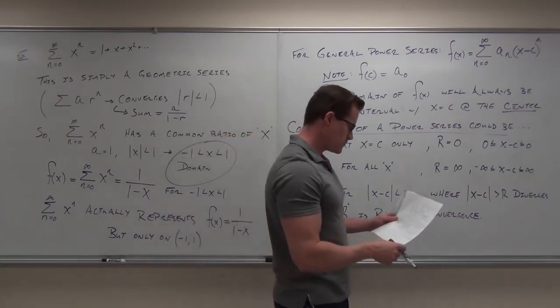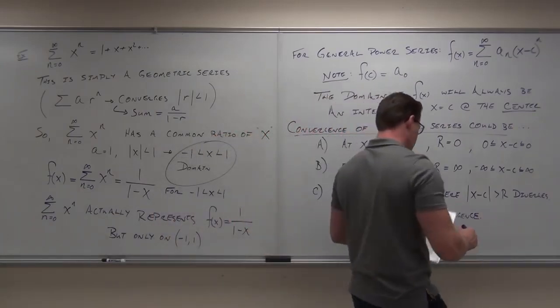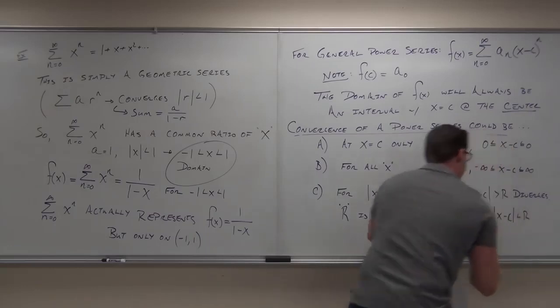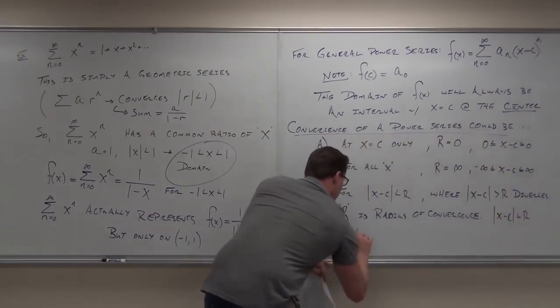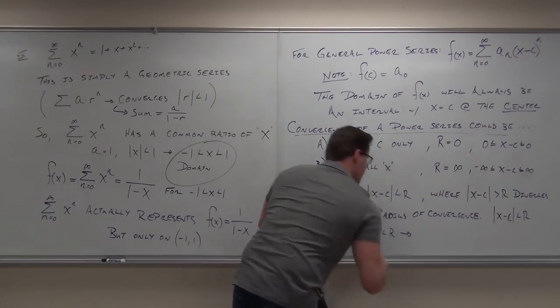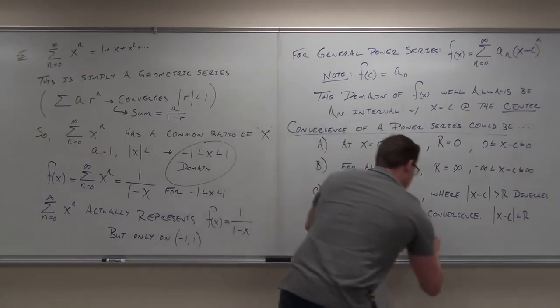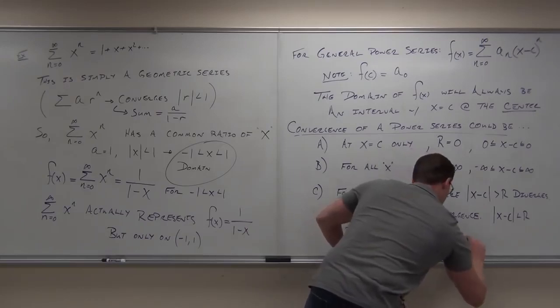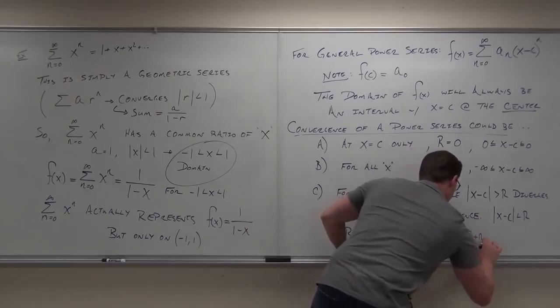Now, we can do this. Since the absolute value of x minus c is less than R, what that means is that negative R is less than x minus c, which is less than R, which means that if I solve for x, what we get is c minus R and c plus R.